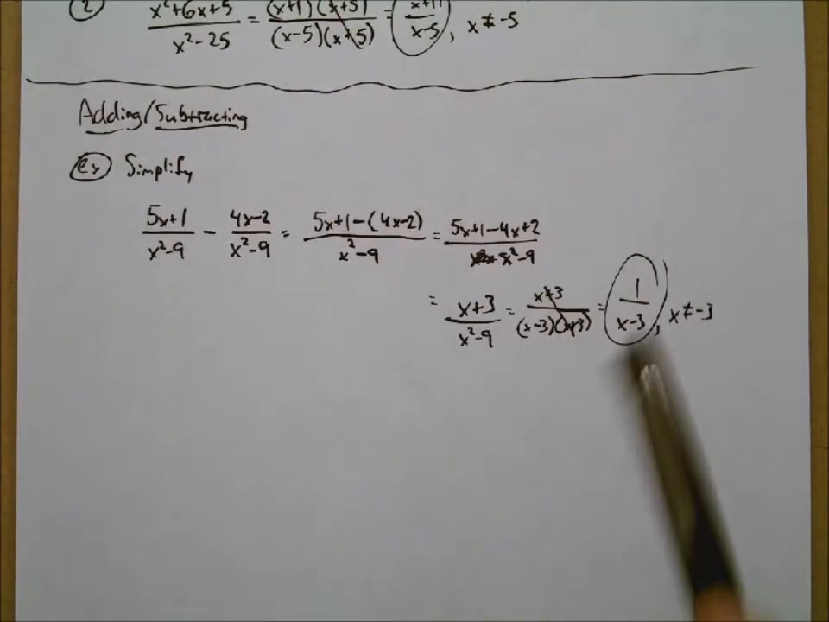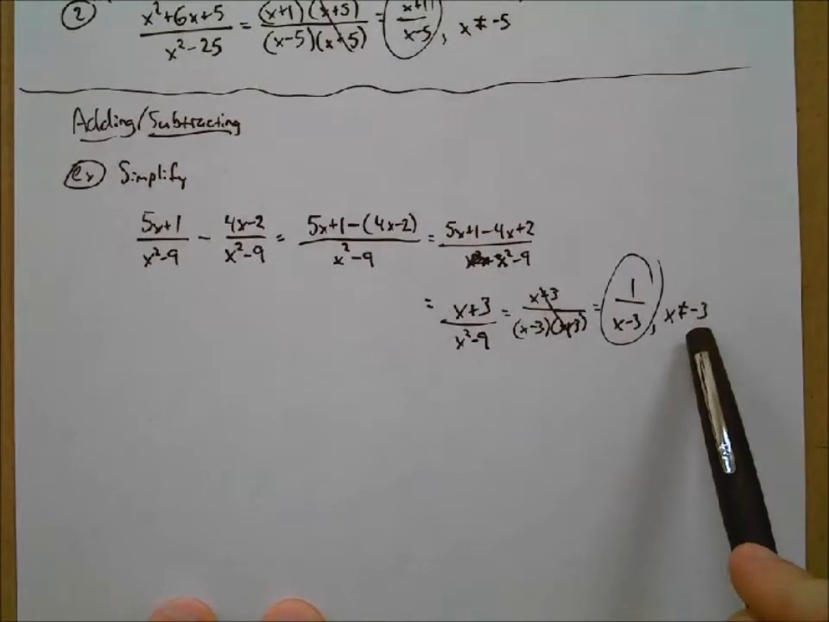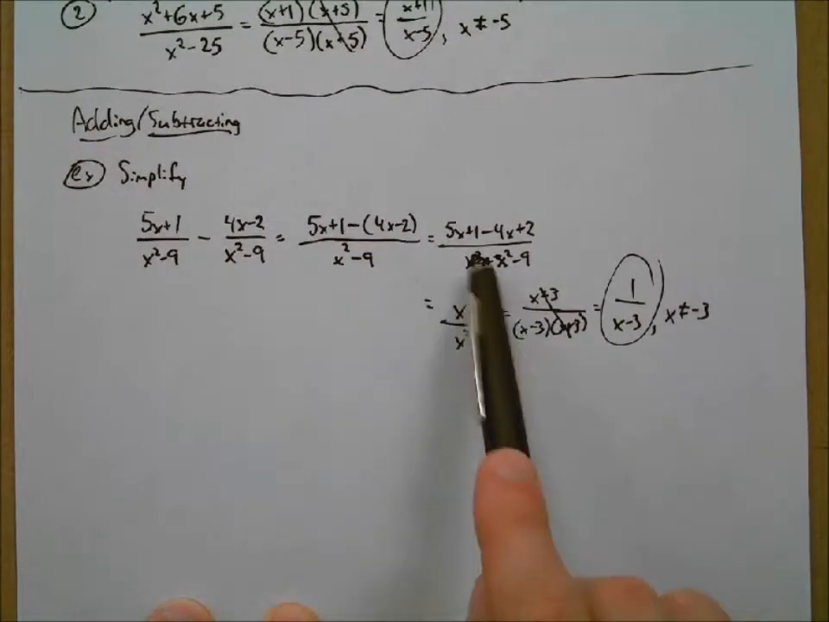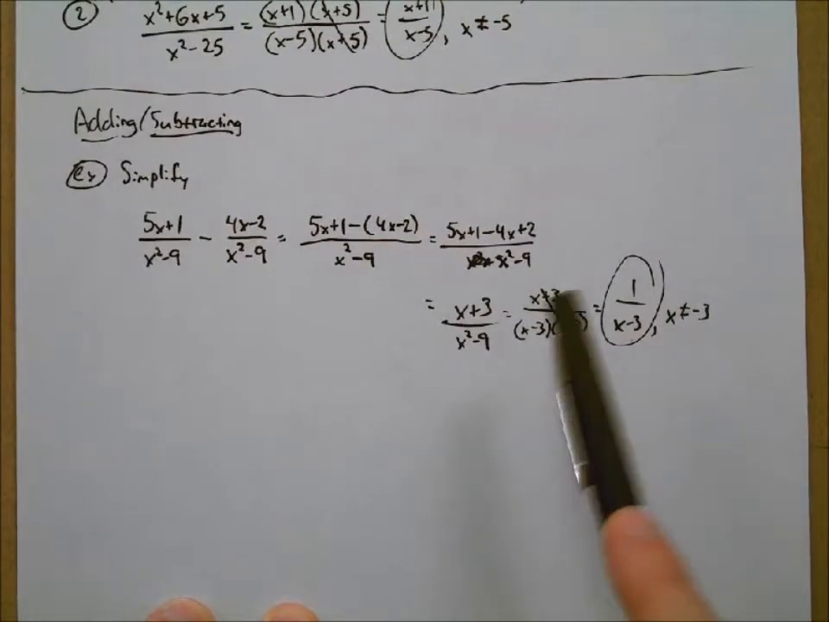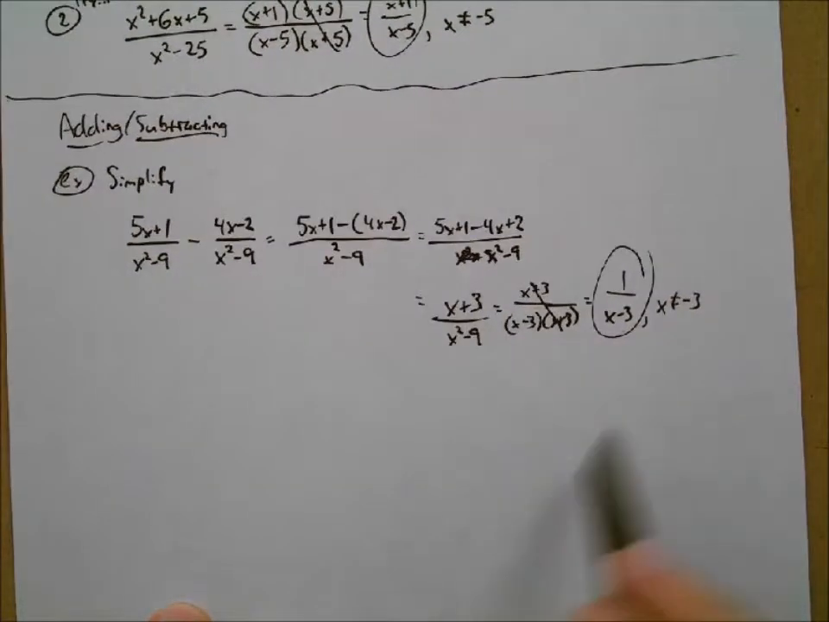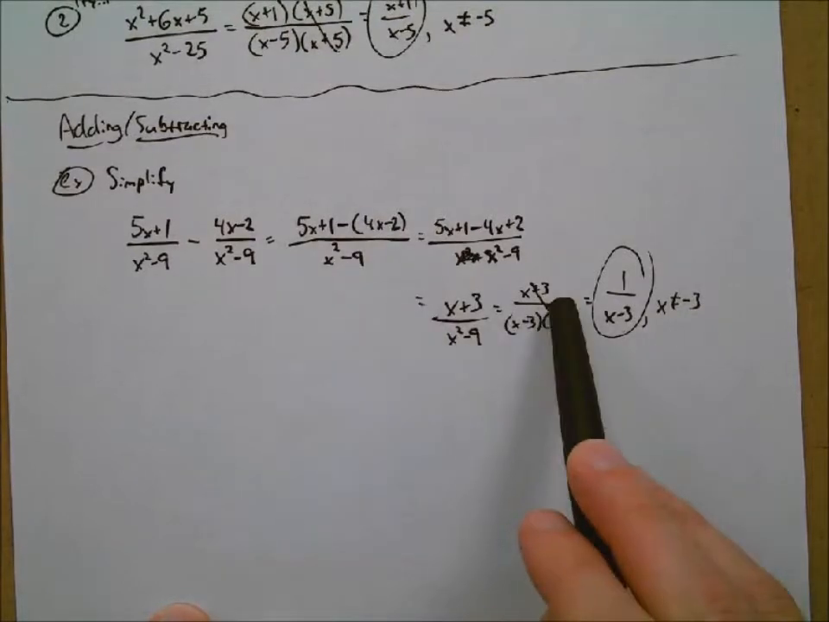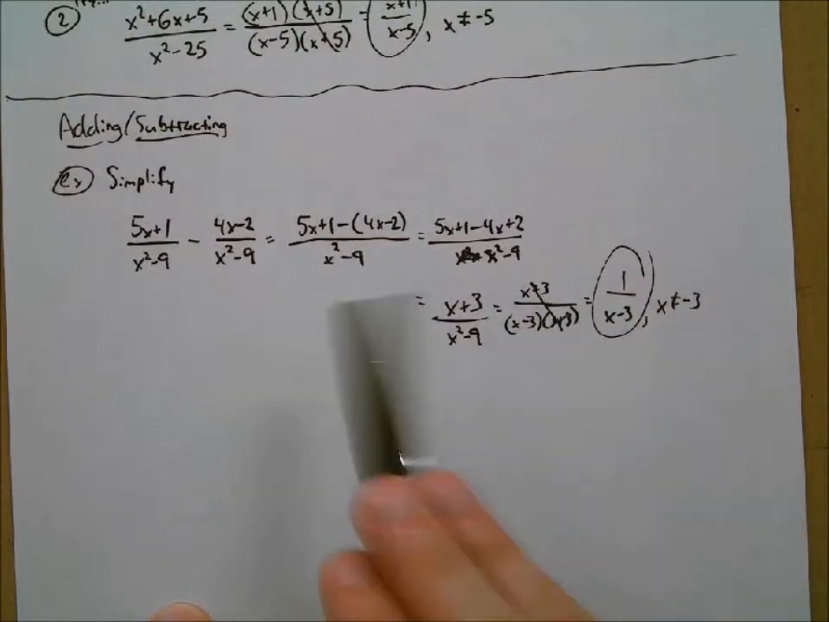But I have to exclude negative 3 because I'm saying that this is equal to this, which is equal to this, this, and this. This one does not have a problem at negative 3, but all these previous ones did have a problem at negative 3. So when I say these things are all equal, I'm saying they are all equal except at x equals negative 3.